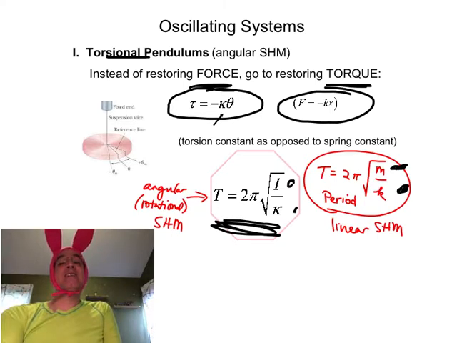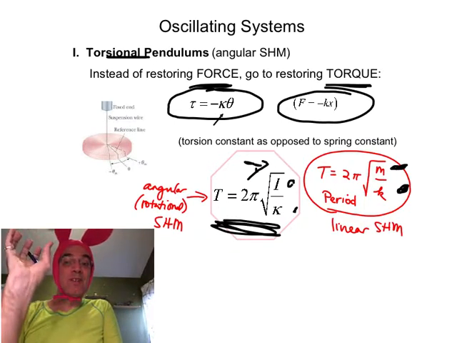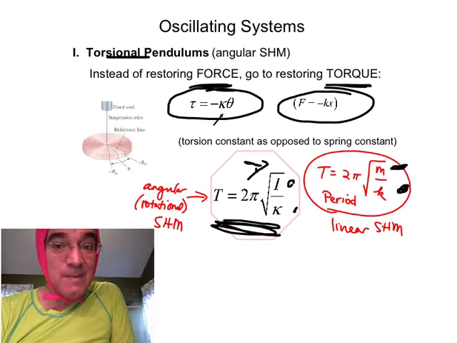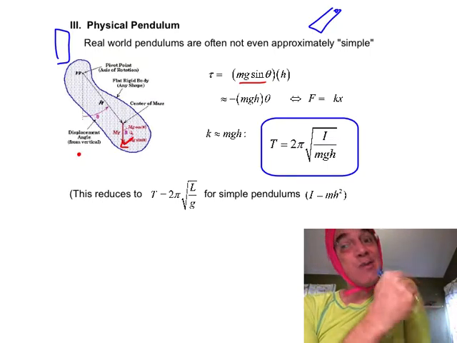We could use that to solve for our I, and we're going to do an experiment soon to find out what that I is, of an object attached to a torsional pendulum. Twist it back and forth, get the period, find I. That may have been too many simple harmonic motions, but you got one more.